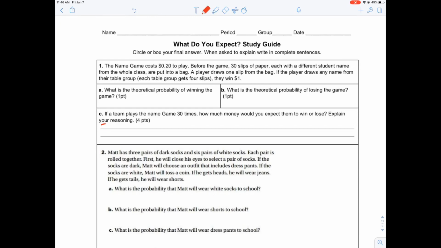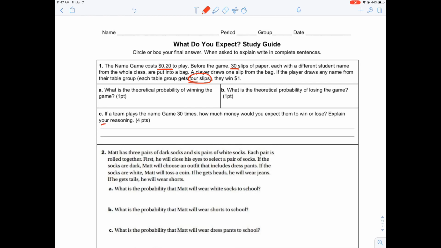Okay, so let's read this information here. The name game costs 20 cents to play. Before the game, there are 30 slips of paper, each with a different student name from the whole class. Those are put into a bag. A player draws one slip from the bag. If the player draws any name from their table group, in parentheses it says each table group gets 4 slips, okay, that's important, they win $1.